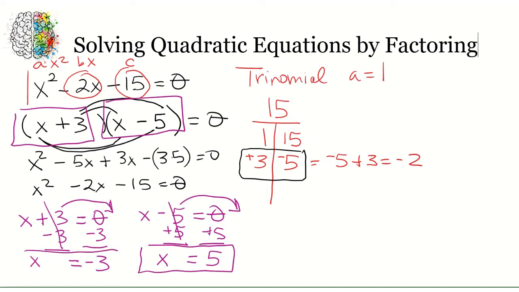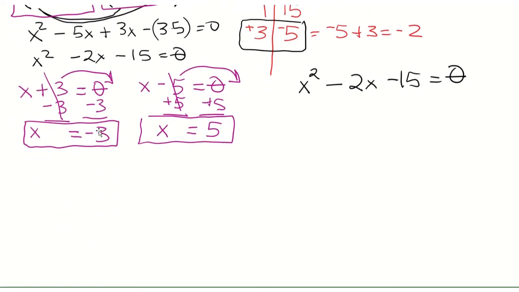So those are my two values, and then once again I need to go back and check them. Plug them back into my original equation and check to make sure that those are correct. So my original problem was x squared minus 2x minus 15 equals 0. And now I'm going to plug in each of those values to make sure that they are true statements.